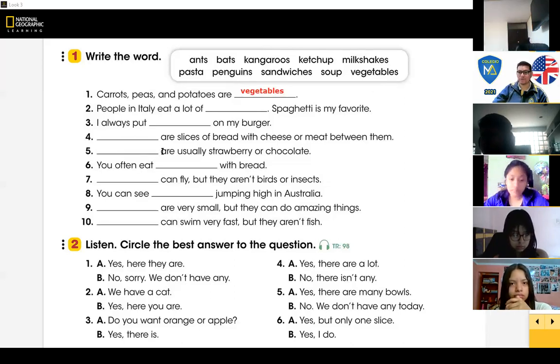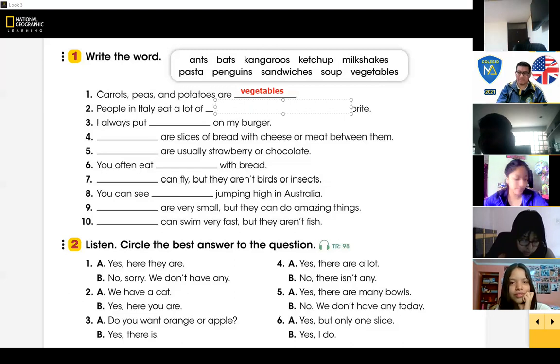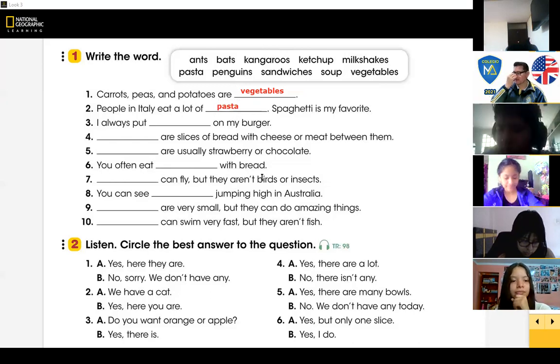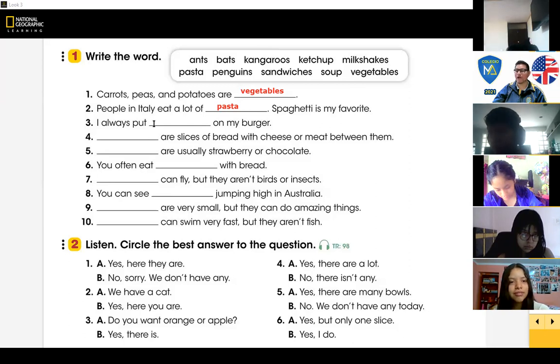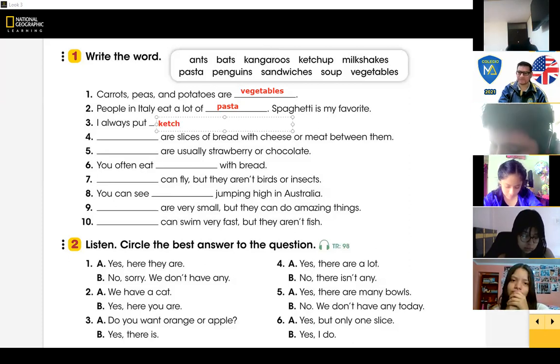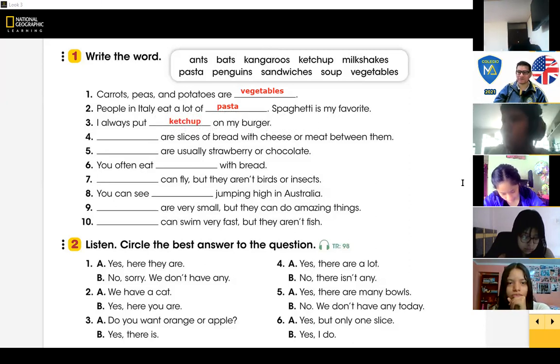What about number two? People in Italy eat a lot of spaghetti. It's my favorite. What do you think? Pasta. Yeah, right. Spaghetti is a kind of pasta. Okay, that's great. Number three: it's my favorite, I always put it on my burger. Ketchup. Great, right, ketchup. And sometimes I eat mayonnaise. I use mayonnaise and I like chili too.